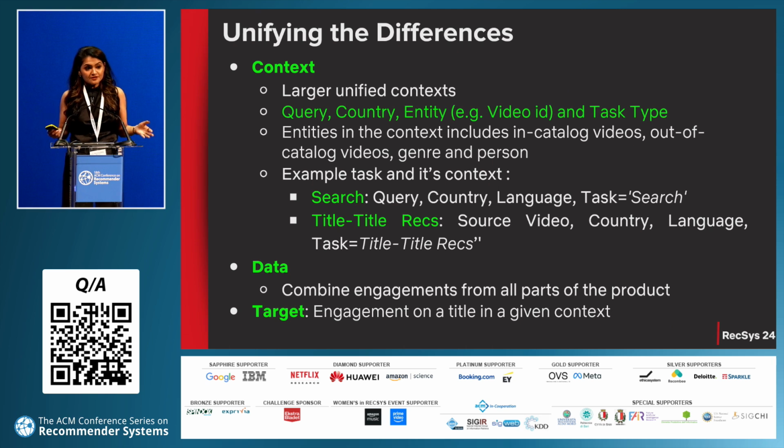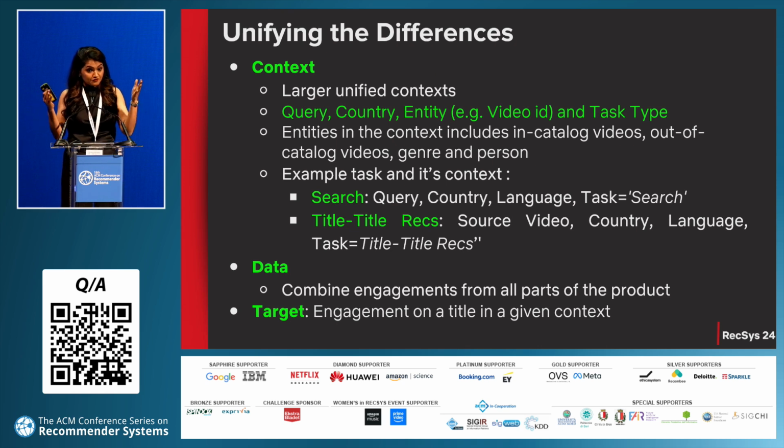So how did we approach this? We unified the differences. So we unified the context to begin with. We made the context much larger. So instead of a search task which has query and potentially other contexts like country and language, so whether it's English versus Korean, we decided to make the context of this model very large and aware of all these different task-related contexts.